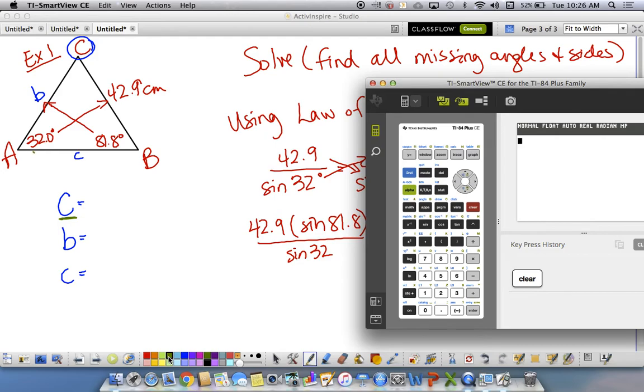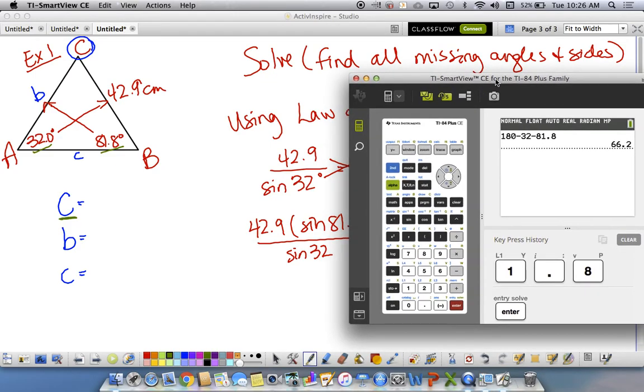So if you know 2 angles of a triangle, can you find the third? Of course you can. So I'm going to go ahead and hit 180 minus 32 minus 81.8, and that should give me angle C. So angle C equals 66.2 degrees.